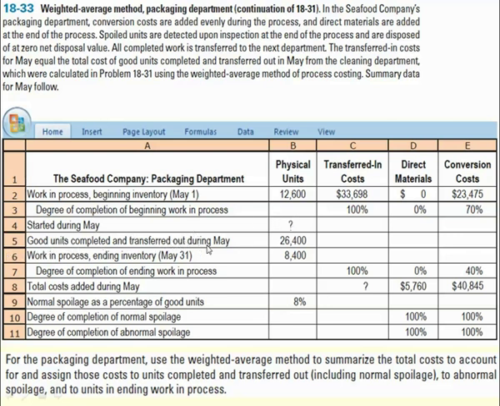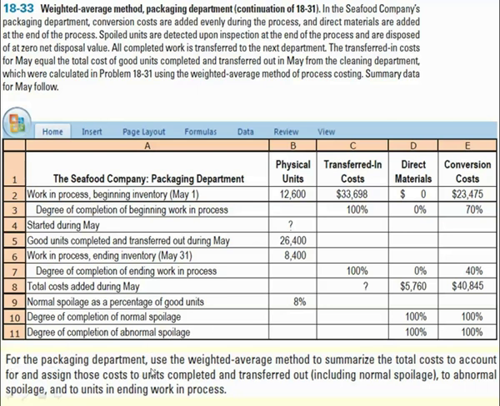Good units completed and transferred out during May 26,400. Work in process ending 8,400 units. Degree of completion of ending work in process 100% for transferred in, 0% for direct material, and 40% for conversion cost. Total costs added during May: 5,760 for direct material and 40,845 for conversion costs. Normal spoilage as a percentage of good units 8%. Degree of completion of normal and abnormal spoilage is 100%.